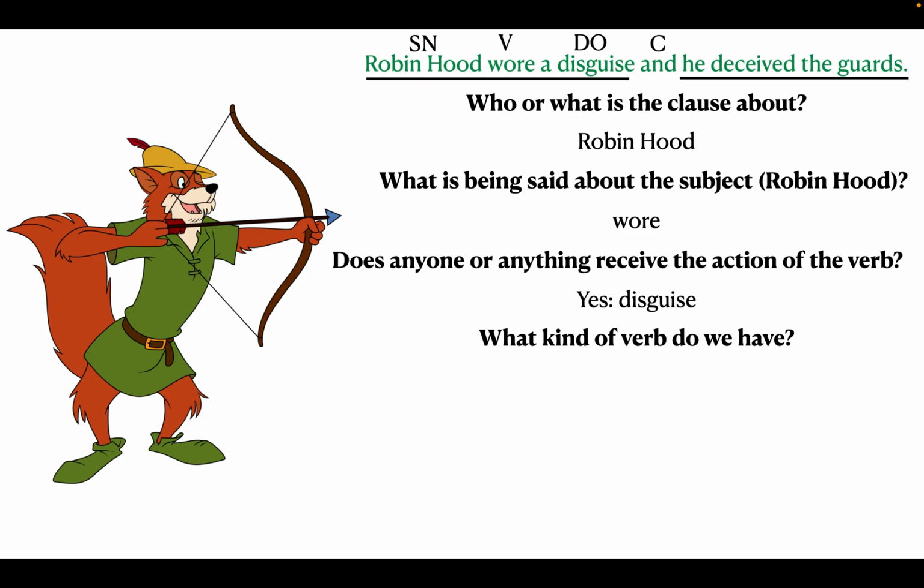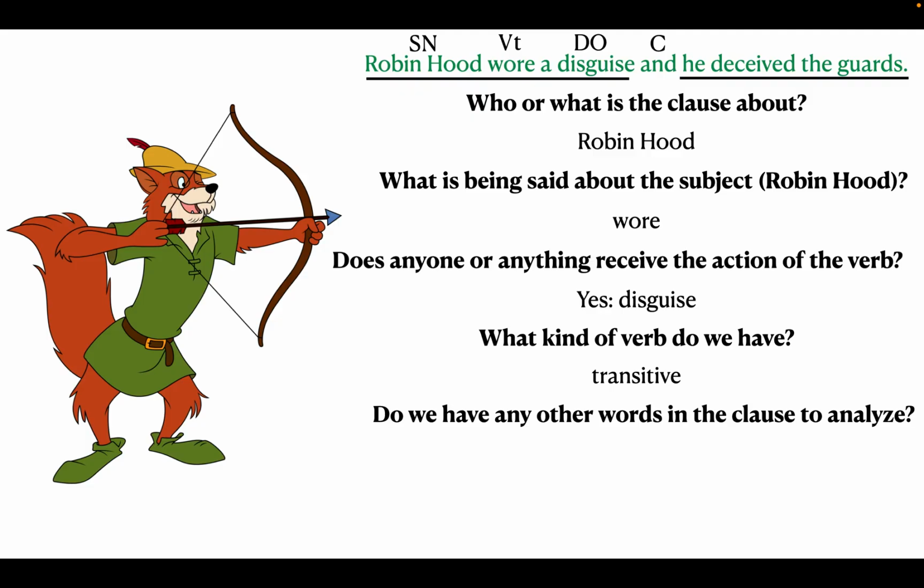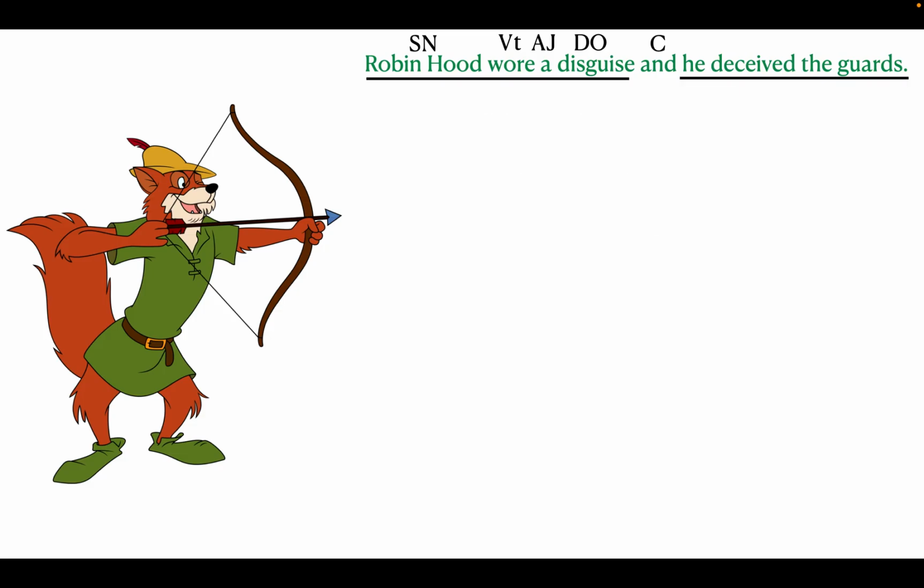What kind of verb do we have if we have a direct object? That's right, we have a transitive verb because it is transferring the action to an object. Do we have any other words to analyze? Yes, a. And a is an adjective. Which disguise? A disguise. And what is the pattern of this clause? That's right, it's SVT-DO. Now we'll move on to our second independent clause.